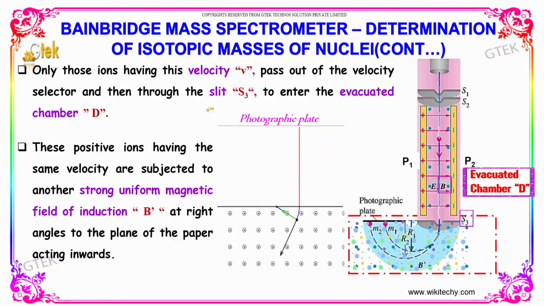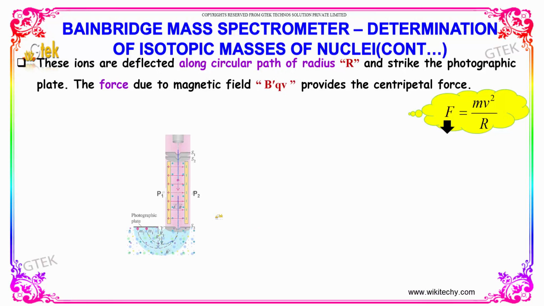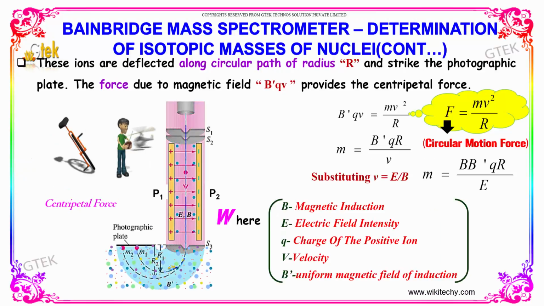Only those ions having the velocity V pass out through the velocity selector and through the slit S3 to enter into the evacuated chamber D. These positive ions having the same velocity are subjected to another strong uniform magnetic field of induction B dash, at right angles to the plane of the paper, acting inwards. These ions are deflected along a circular path of radius r and strike the photographic plate.